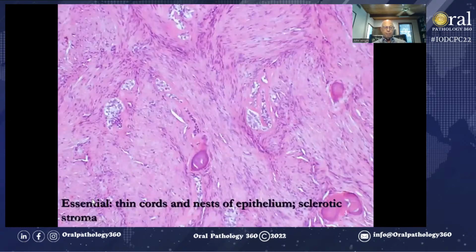This is a tumor that meets the coming WHO definition of sclerosing odontogenic carcinoma: thin cords and nests of epithelium and a sclerotic stroma. There it is. We signed this out 15 years ago as a central odontogenic fibroma. It was curetted, no further treatment was done, and this was followed at least 15 years without recurrence. And I would argue this is not a sclerosing odontogenic carcinoma, even though it meets the diagnostic criteria.